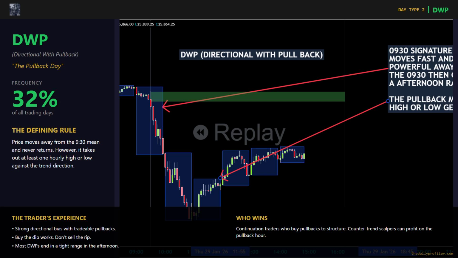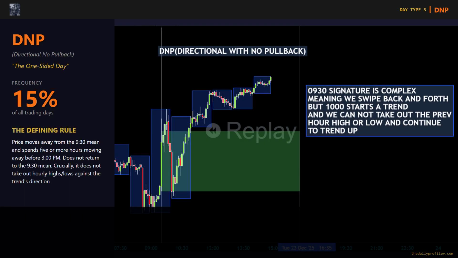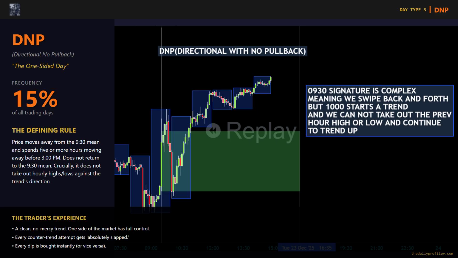So who wins on DWP? Day type 3, DMP, directional no pullback. Only 15% of days. This is the true trend day, the one-way freight train. Here's the defining rule. Price moves away from the 9:30 mean. It spends 5 or more hours moving away before 3 p.m. It does not return to the mean. And crucially, it does not take out any hourly highs or lows against the trend's direction. No pullbacks, no traps, just one direction, all day long.